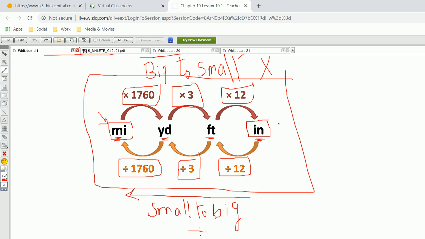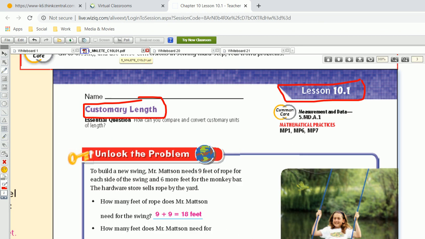So if we want to convert between these units, you have to keep in your mind these numbers: 1,760, 3, and 12. It's very important to keep them in your mind. Now we are going to use them to convert between units. Okay, let's move to our lesson.